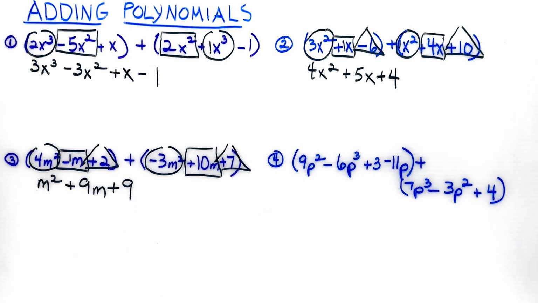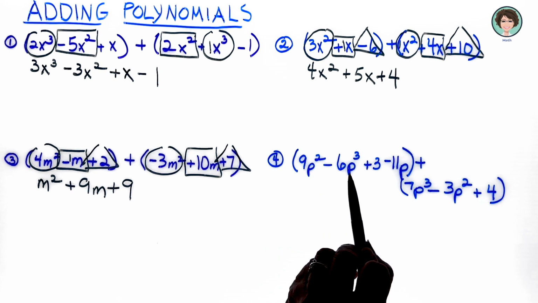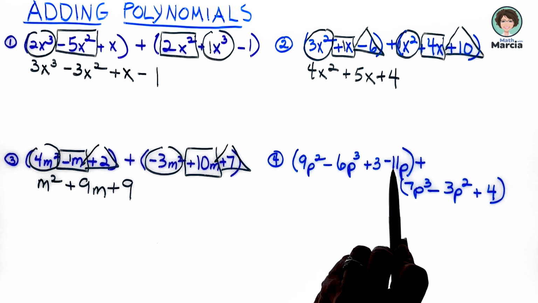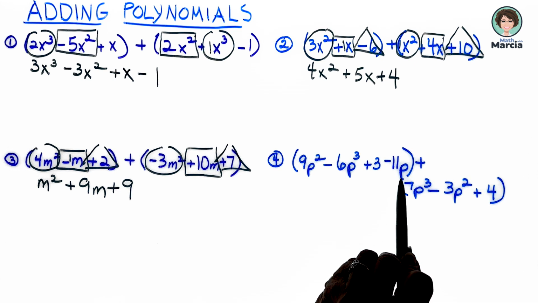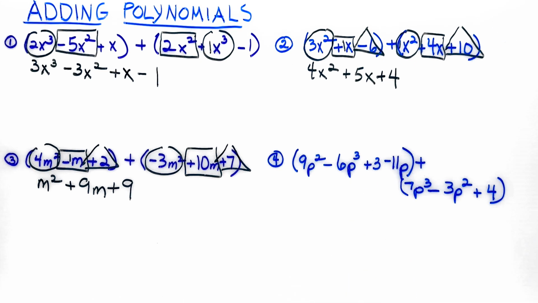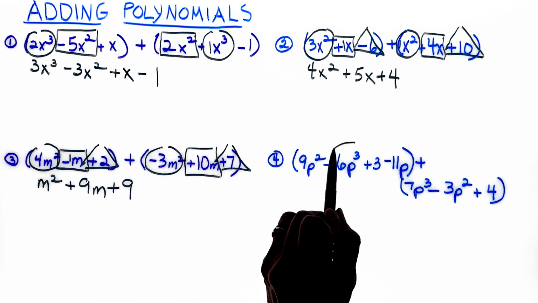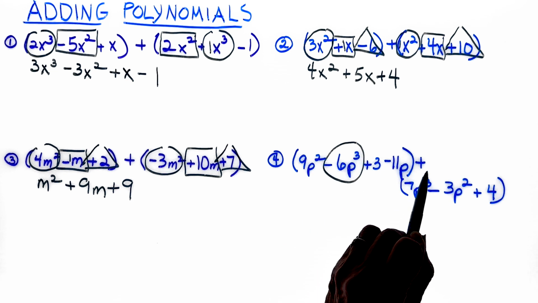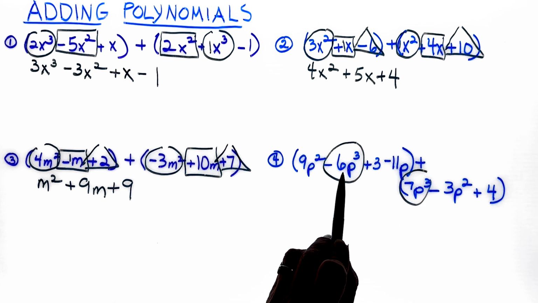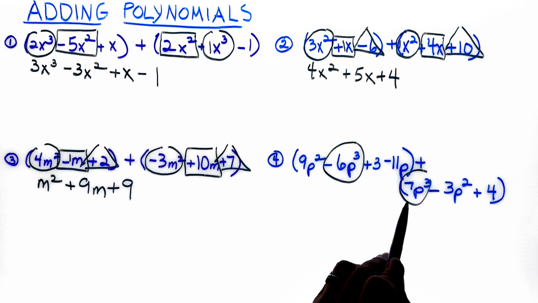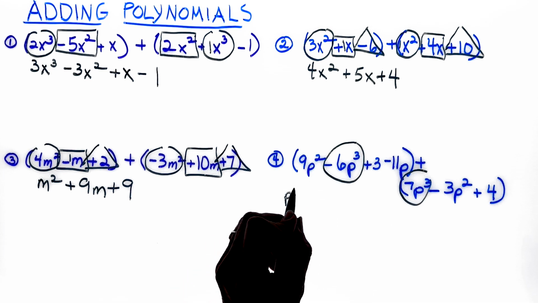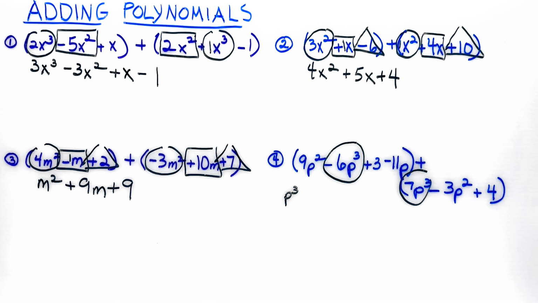Number 4, I have 9p squared minus 6p cubed plus 3 minus 11p. It's the first polynomial. It's in mixed up order, so I'm going to have to pay attention to that. The second one that we're going to add to it is 7p cubed minus 3p squared plus 4. So now let's look, and I actually see that I am going to start off with p cubed. And I have a negative 6 and a positive 7. So when I put those together, I just end up with p cubed. I don't even have to put the 1 there.